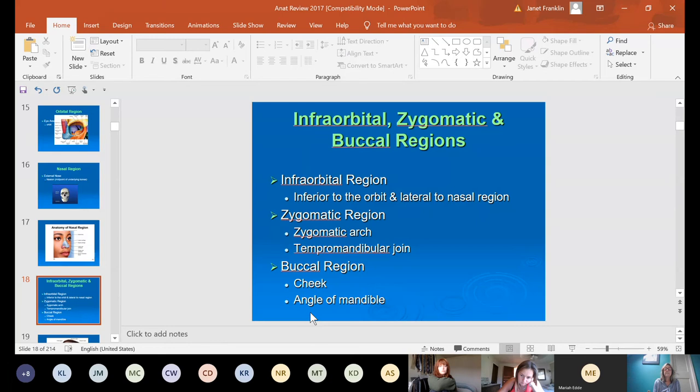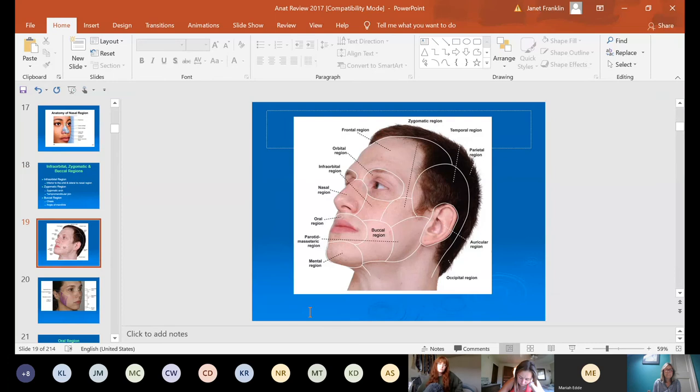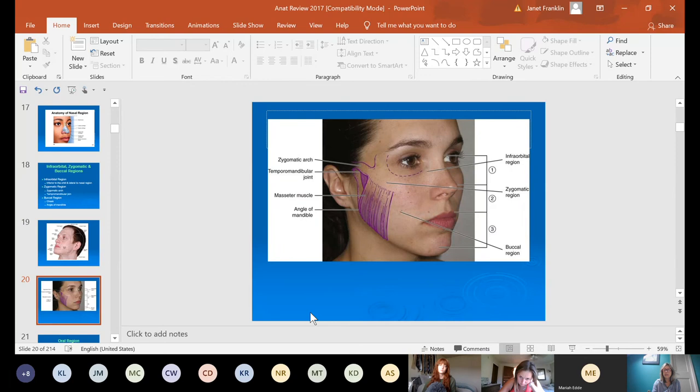So your buccal regions are your cheeks. They're kind of squishy, soft. Your zygomatic are where the zygomatic arch is. Infraorbital, think of where your infraorbital foramen is, infra meaning below the orbit. So it's going to be the area below the orbit. So right down here. And this is just a picture of all those different regions that we talked about. This is the picture out of your textbook.